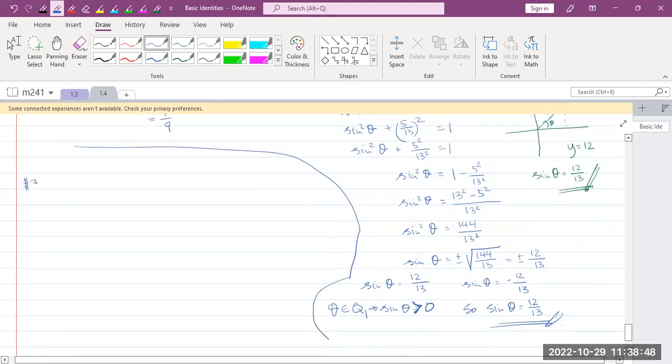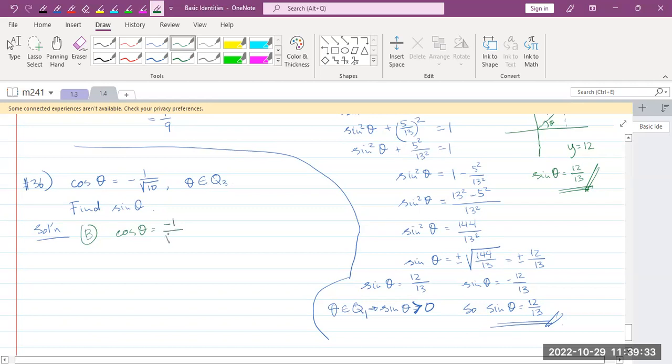Number 36. Number 36, we have cosine theta equals -1 over square root of 10, while theta is in quadrant 3. Find sine theta. Oh, very similar question then. Let me use method B first. So cosine theta equals the x over the r. This is my x, this is my r.